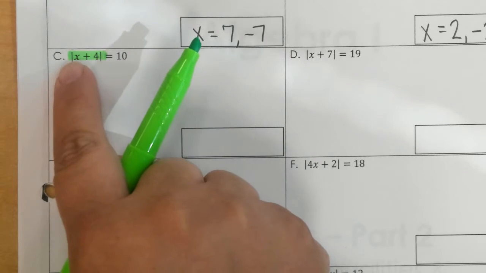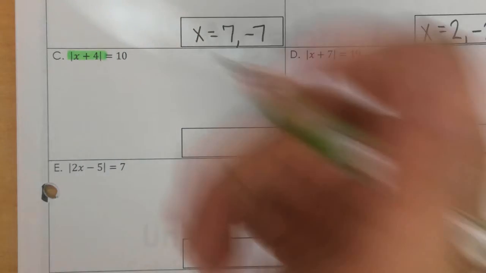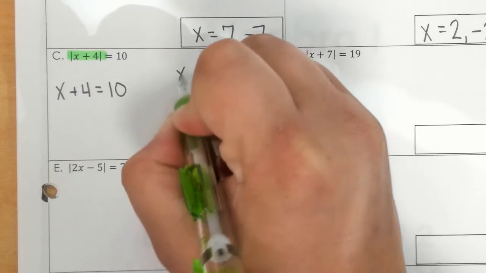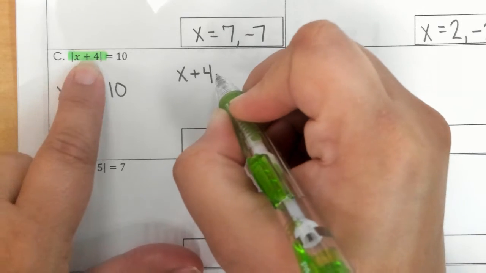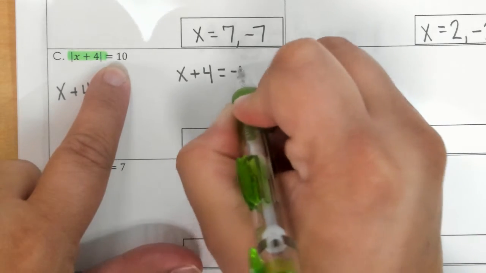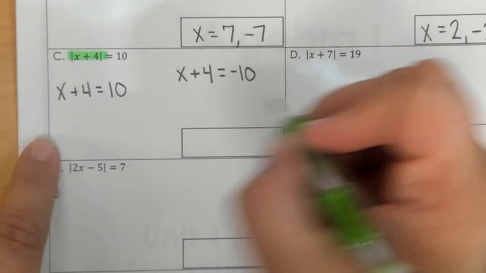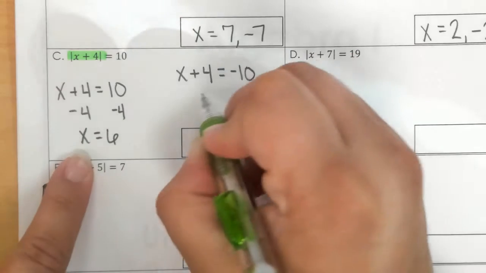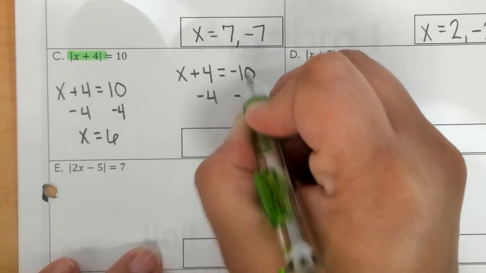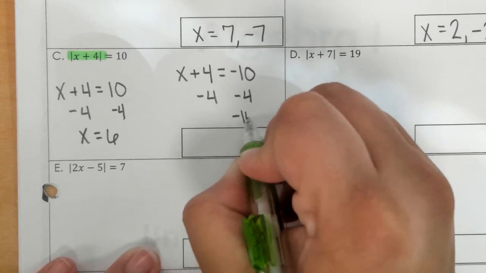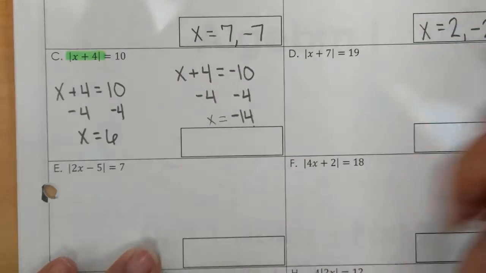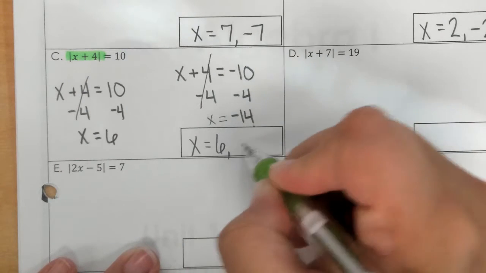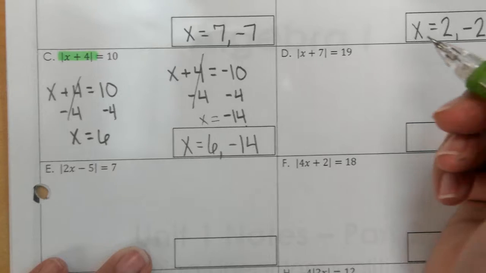Okay, down here for letter C, this is already by itself, this whole absolute value section. So we can go ahead and set this equal to 10 as our first problem. And we can take that same green part and we set it equal to negative 10. Okay, so if I solve this one, we get x equals 6. If we solve this one, two negatives add to be a negative 14. Okay, so in this case, my answer could be 6 or negative 14.